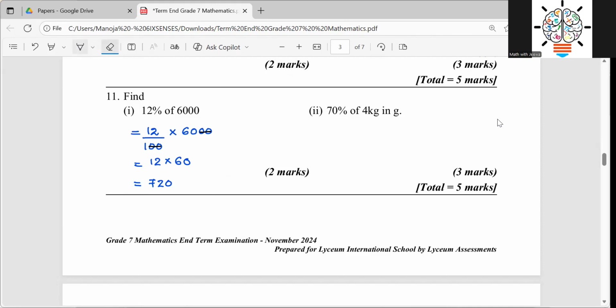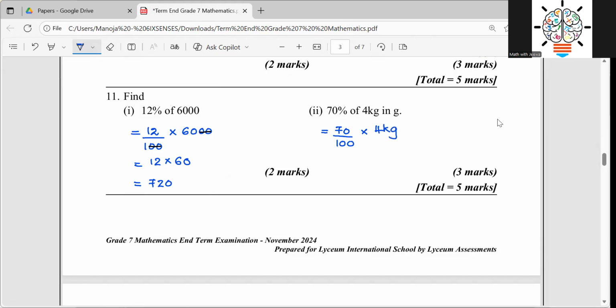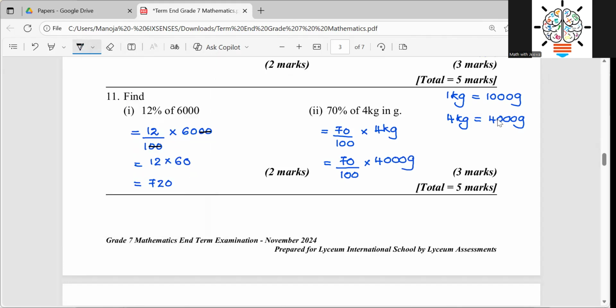Then the next one, 70%, right? The 70%, how do you write? 70 over 100 of means multiplication and 4 kilograms. But you want to write the answer in gram, no, children? The first thing you can do, we know 1 kilogram is equal to 1000 gram. And then 4 kilograms equal to 4,000 gram, right?